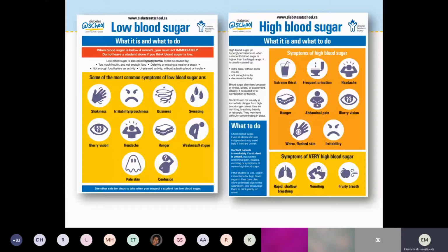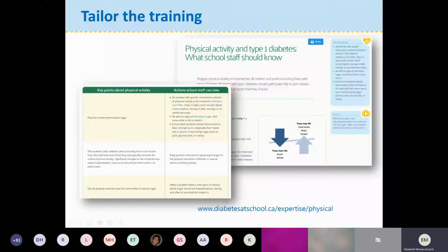So as I mentioned a couple of times, make sure that you tailor the training for what someone needs to know. And here's an example. There's a document on the site called Physical Activity in Type 1: What School Staff Need to Know. That's an ideal piece for gym teachers. And in addition to the piece about lows, this may be all that your gym teacher needs to know.